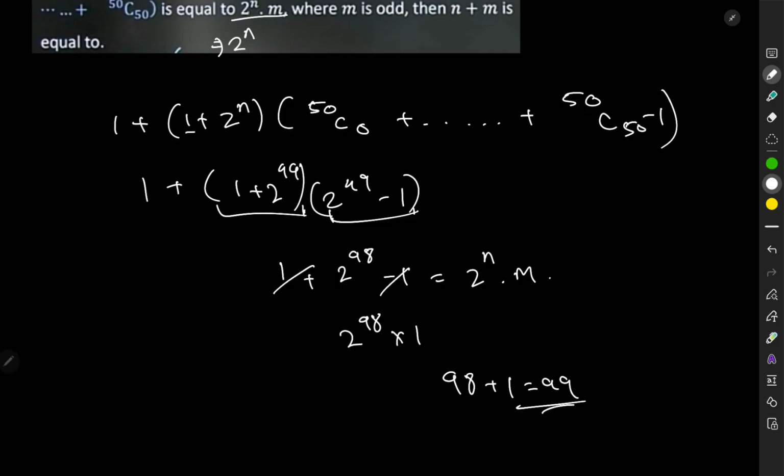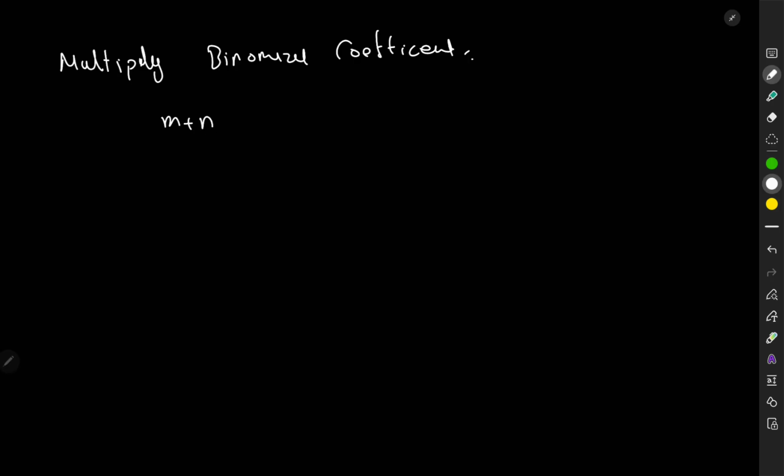Fine, that will be the answer. Okay, so the next thing is multiplying binomial coefficients. So simply, if it is something like this, multiplying this will be the answer. Okay, this is a shortcut. mC0 nCk plus mC1 nC(k minus 1) plus dot dot dot till mCk nC0. Fine.